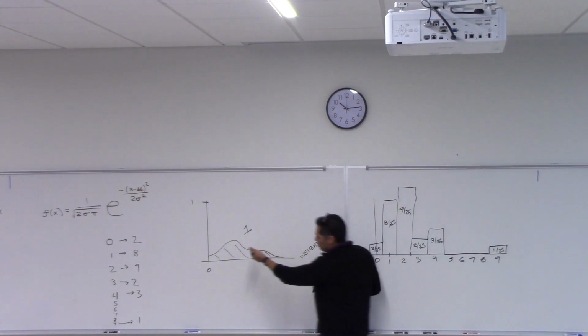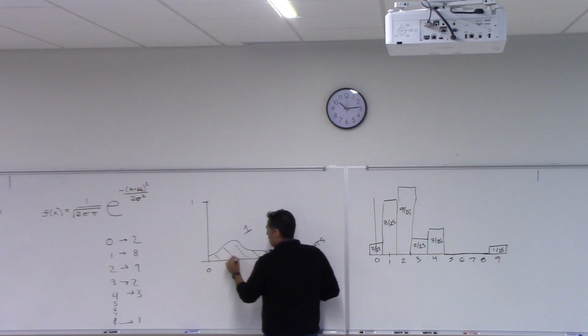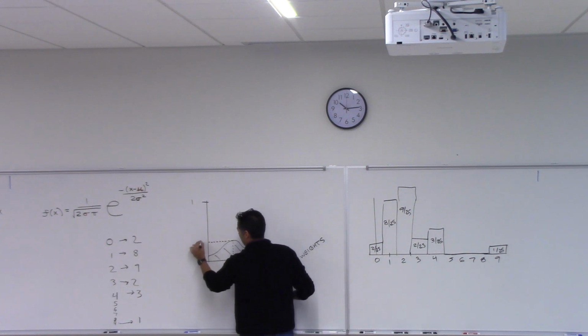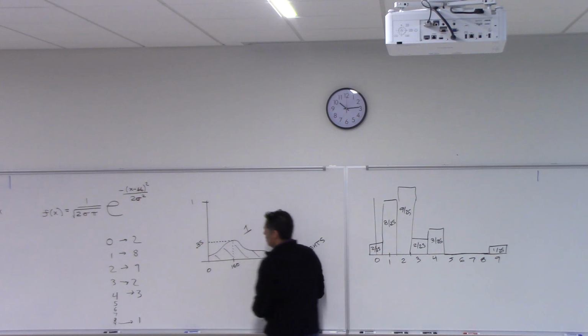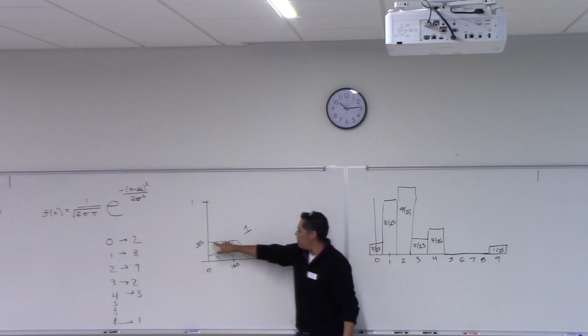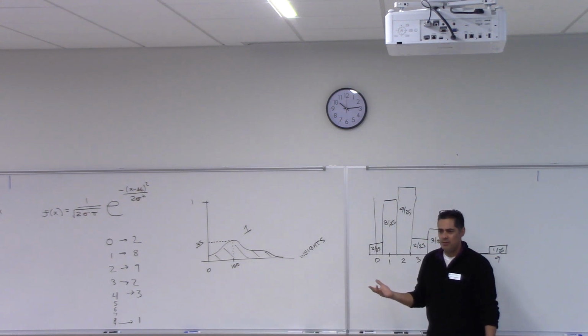So let me just try and explain. Let's say that this was 160 pounds. And let's say that I told you that that was 0.35. So at 160 pounds, this is 0.35. So there's about a 35% chance that somebody weighs 160 pounds, right?